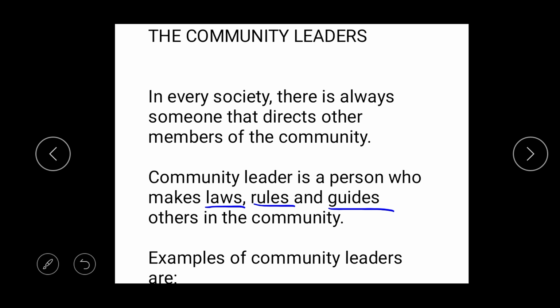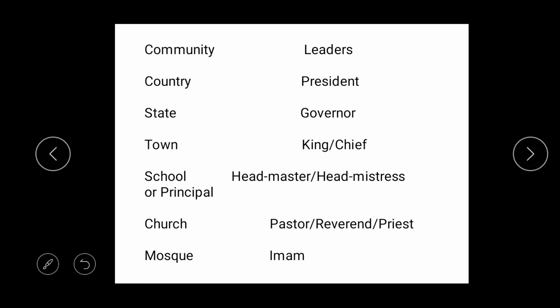So there are different types or examples of community leaders. For today, we are going to be looking at some communities, and we're going to be looking at their leaders. The first community is the country. For example, Nigeria is a country, and the leader is called the president. The leader of a country is called the president.